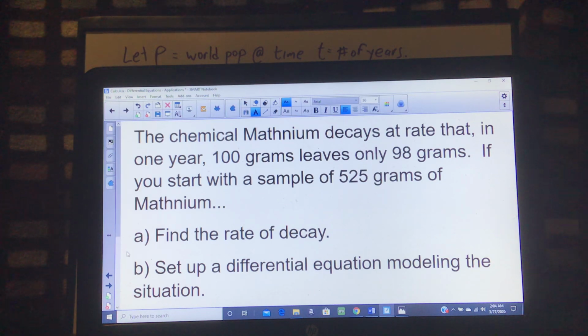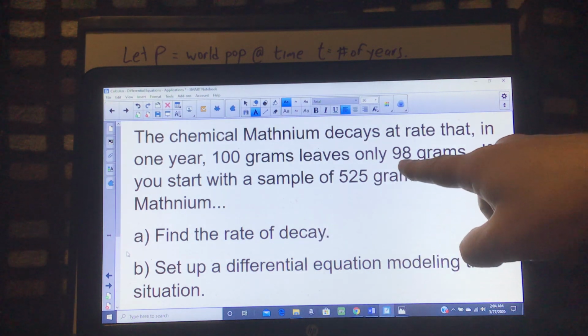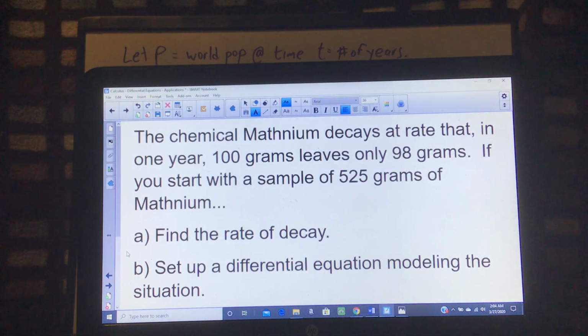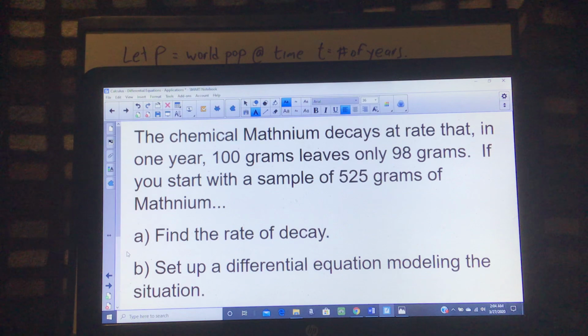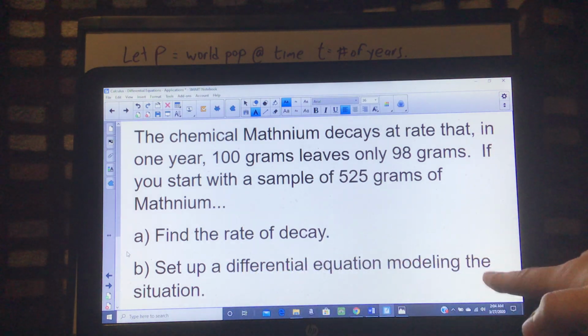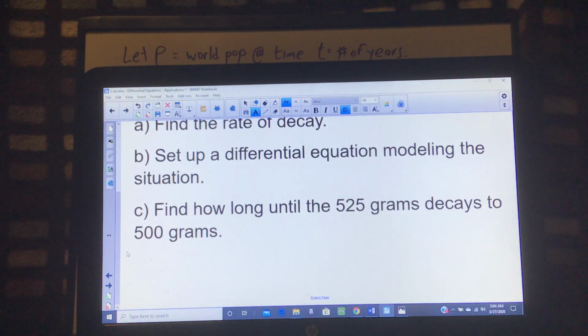So be careful to figure out what percent it's decreased by. It started out at 100 and then dropped to 98. So see if you can figure out what the percent decrease was. It decreased by a certain percent. If you figure that out, you'll be able to set up the differential equation. So it says find the decay rate, which is a percentage or a decimal. Once you find that, see if you can set up the differential equation modeling the situation. And then finally, find how long until the 525 grams decays into just 500 grams.